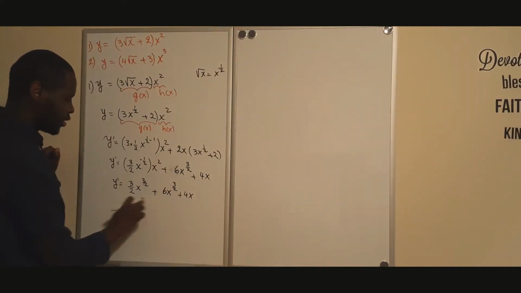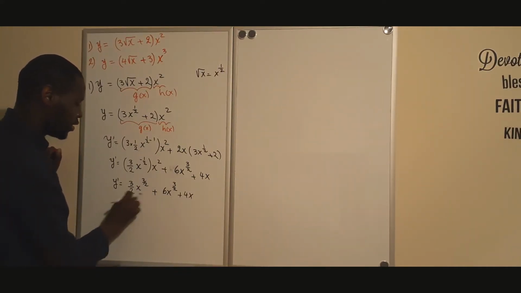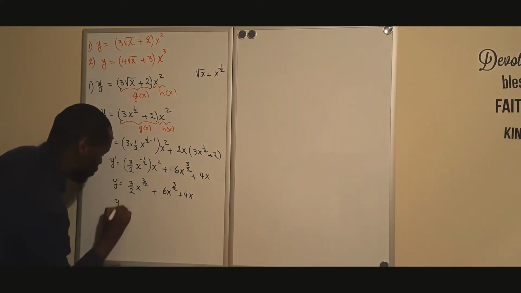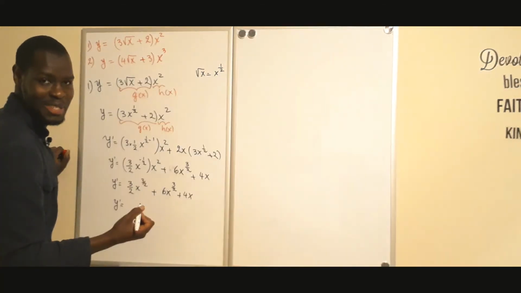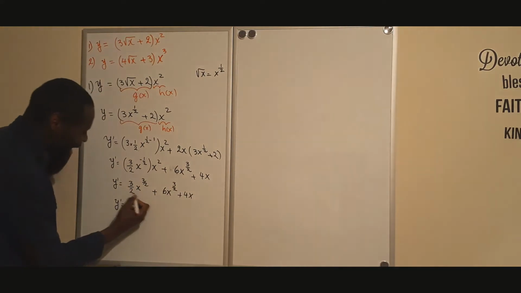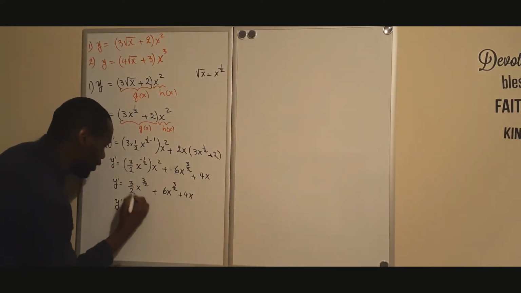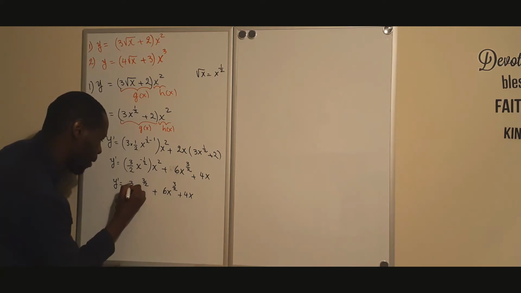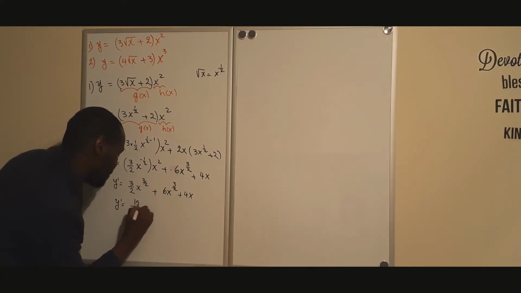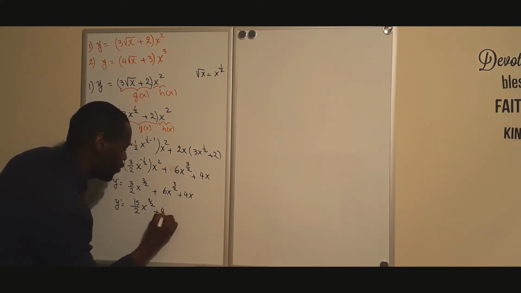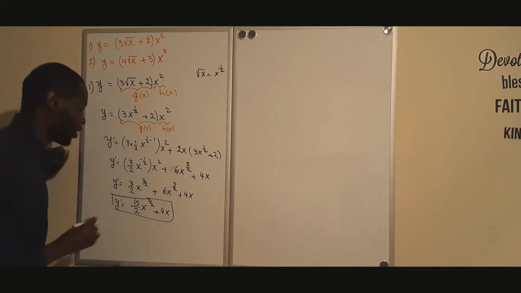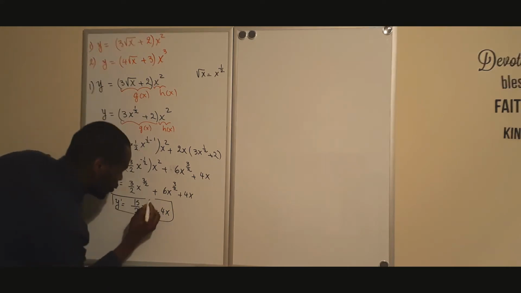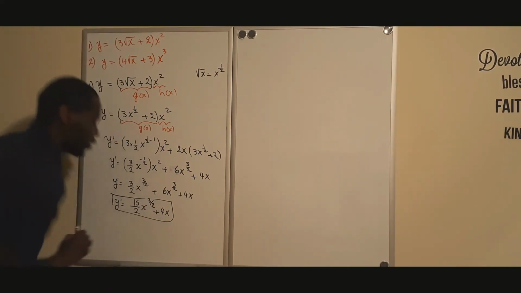Now, since these have the same powers, I can add these expressions. So y prime equals 3/2 plus 6. I know no one likes fractions, but we have to deal with them today. So 3/2 plus 6, this will be 3 plus 12 over 2, that's 15/2, x to the 3/2 plus 4x. And this will be our y prime. Of course, this is 3/2 here. All right, so this is our y prime.